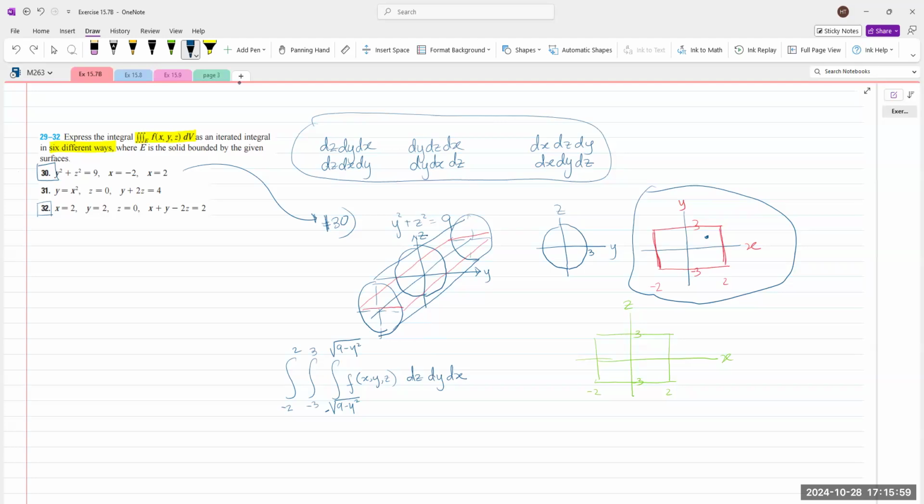Okay, now using the same domain, if we reverse the order of integration to be dz dx dy, you will see it's quite similar. That's -3 to 3, -2 to 2, negative square root of 9 minus y squared to square root of 9 minus y squared. Okay, so this part here is being used for two different triple integrals.